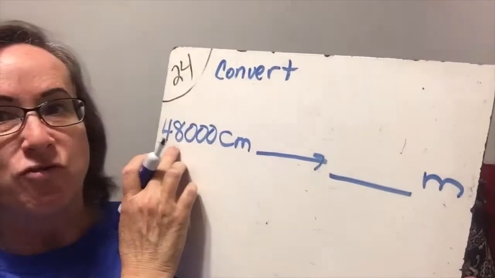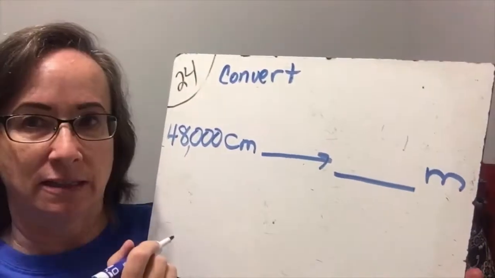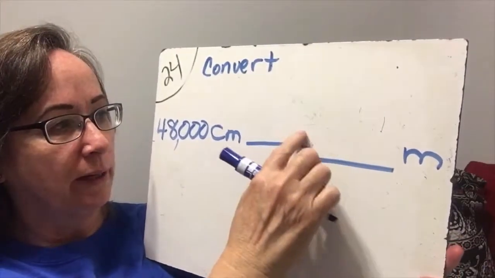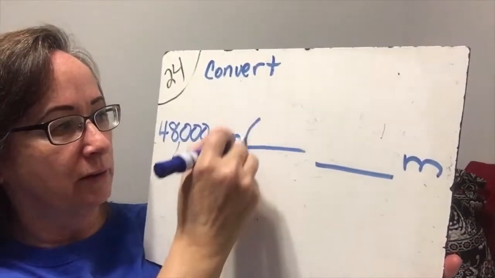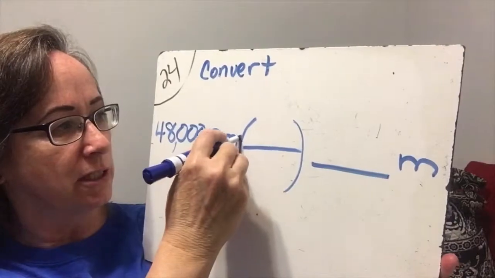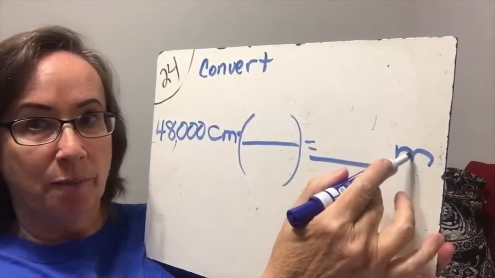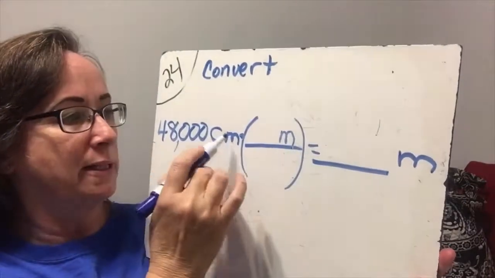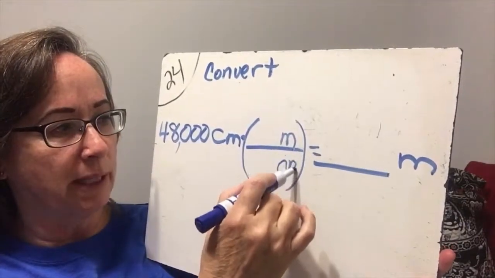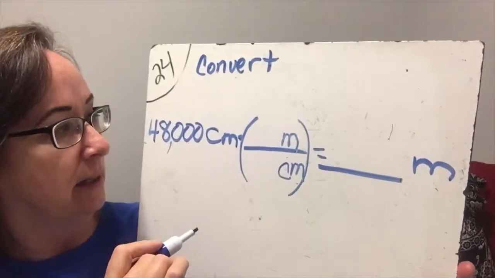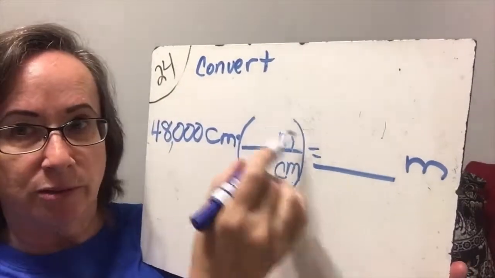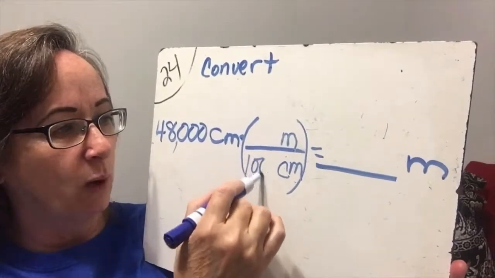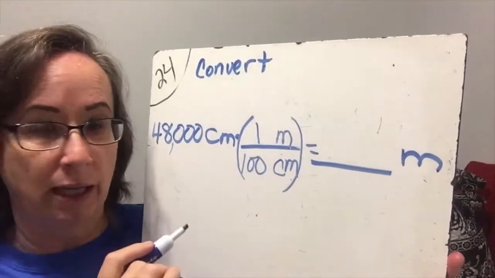So here we have 48,000 centimeters, and we're going to meters. So here we'll take our little arrow, turn it into our little unit conversion sign, and we want meters to come out of this process, so we'll put meters on the top. We want centimeters to go away, so we'll put them in the bottom so they will cancel. And we have to make this a true statement. So meters, centimeters, centimeters. I need 100 centimeters to give me 1 meter.